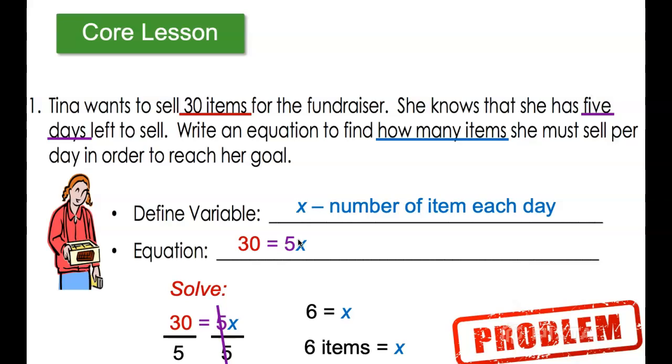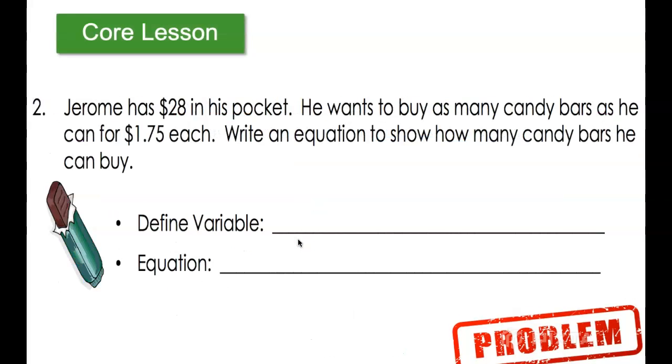Okay, let's move on to the second problem. Again, I'm encouraging you to pause the video and read the problem on your own. Make sure that you understand the entire problem. For me, I am now going to underline the important information. So I have $28, which is the value I'm aiming for. This is my total, difference, product, or quotient.